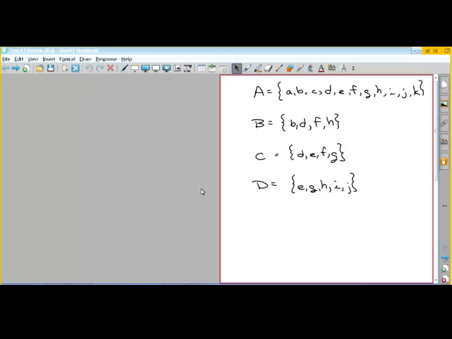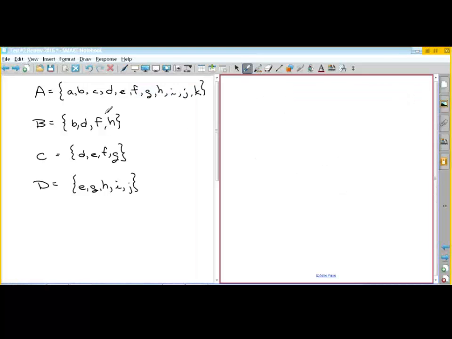So this is the test review. The first thing we're going to do is take some sets and perform three operations, meaning negation or the complement, the union, and the intersection. So let's look at each one of those separately.